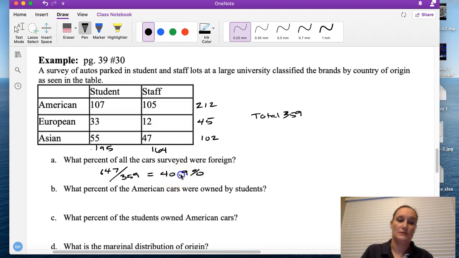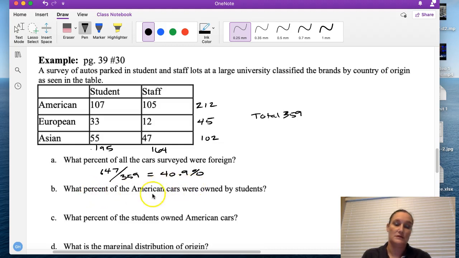You can report this, I mean, it specifically asks for a percent, but if it just asks what's the proportion that are foreign, you could report it as a fraction, you could report it as 0.409, or the percent if you like. B, what percent of the American cars were owned by students?